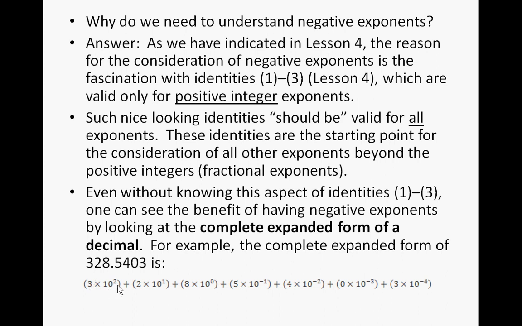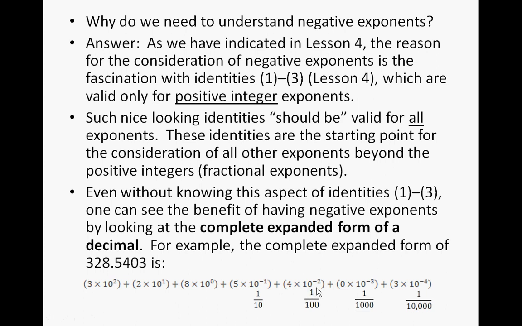to the second power, because that's 100. 2 is 2 times 10 to the first power, because that's 2 times 10. 8 times 10 to the 0 power, because that equals 1, and we have 8 ones. And then notice what happens with the decimals. This is 5/10, because 10 to the negative first power is 1/10.